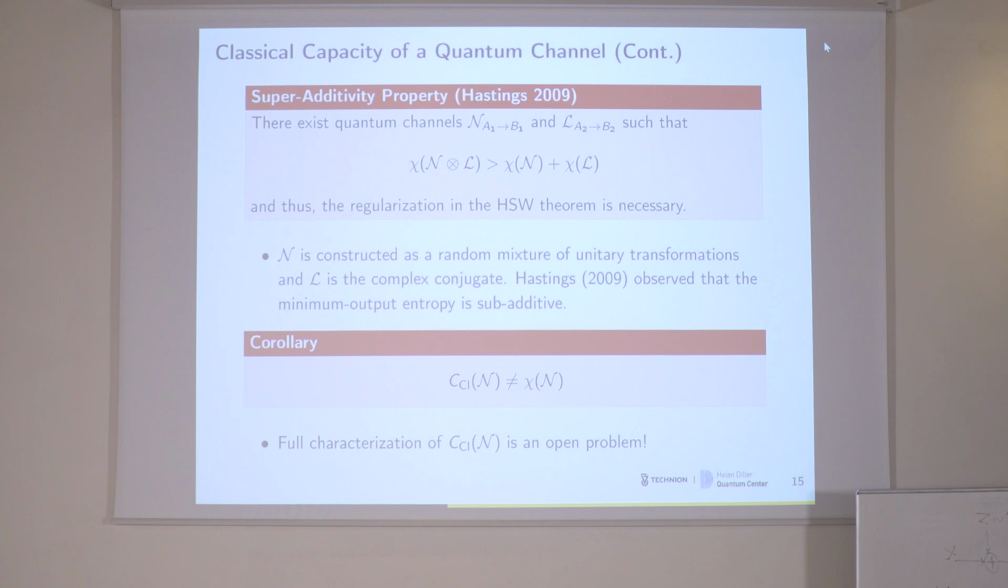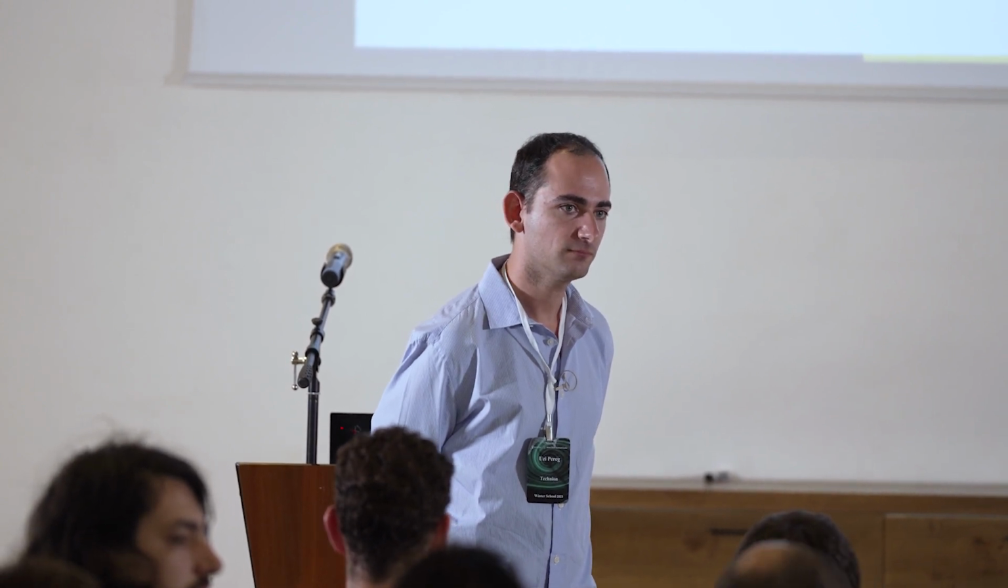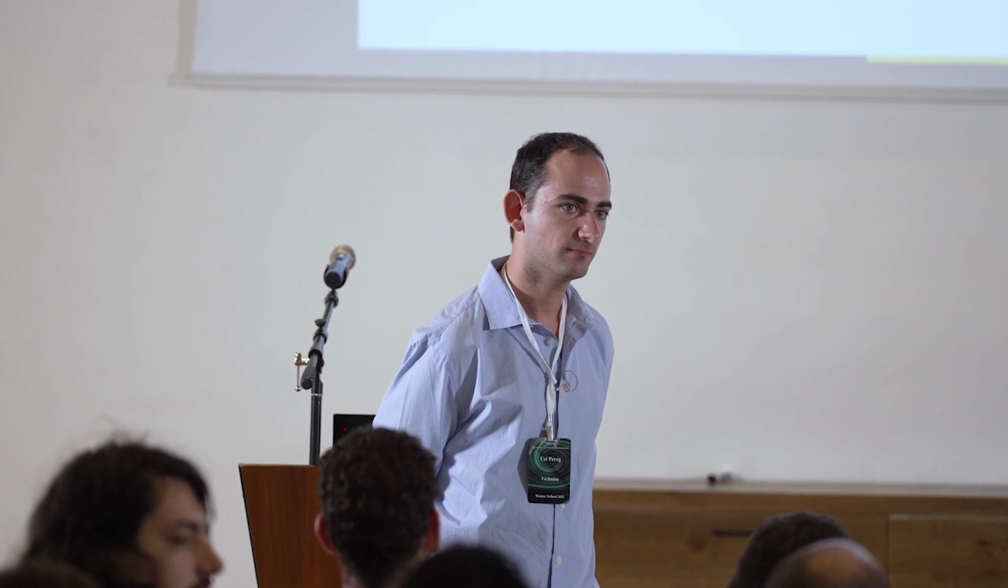So the full characterization is an open problem, a big open problem. Yes? It seems like a big achievement. I don't understand why it's surprising, because maybe I missed something, but if I send you qubits and I don't tell you the basis, and in the other, in L, for example, I just tell you the basis, so you don't have information in front of them.